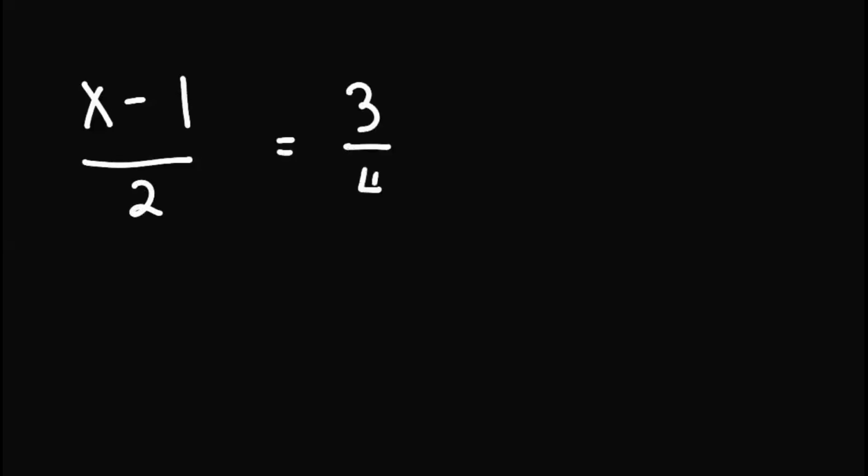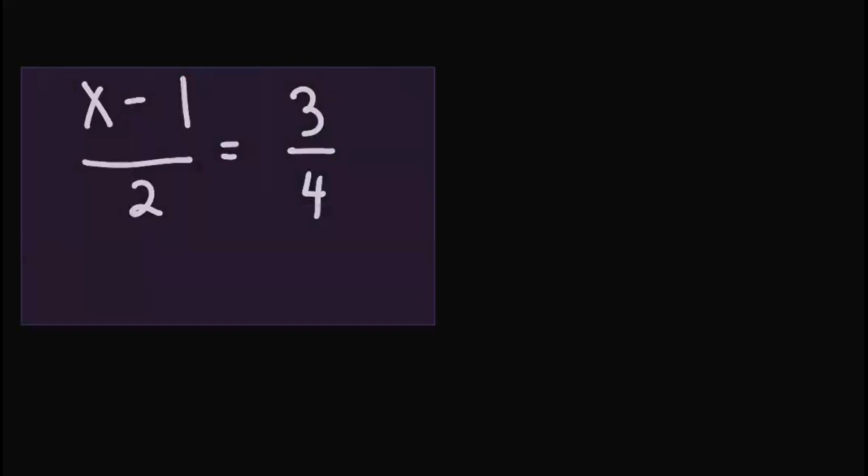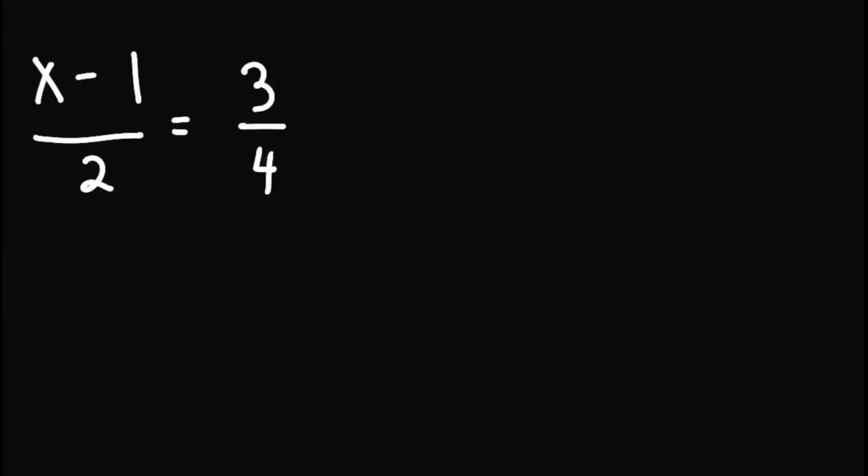Let's have this first example. Let's have x minus 1 over 2 equals 3 over 4. Okay, to solve this one, the first step before we even go to the cross multiplication process is we first check its domain, since we're dealing with rational equations.